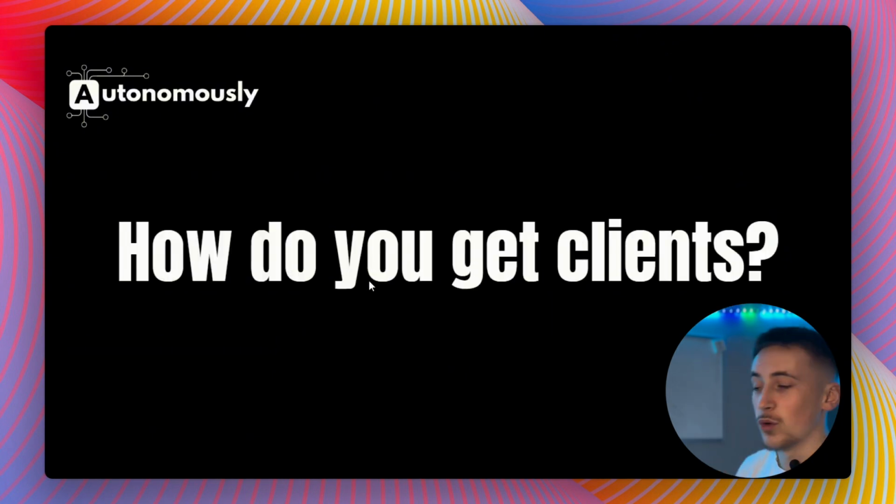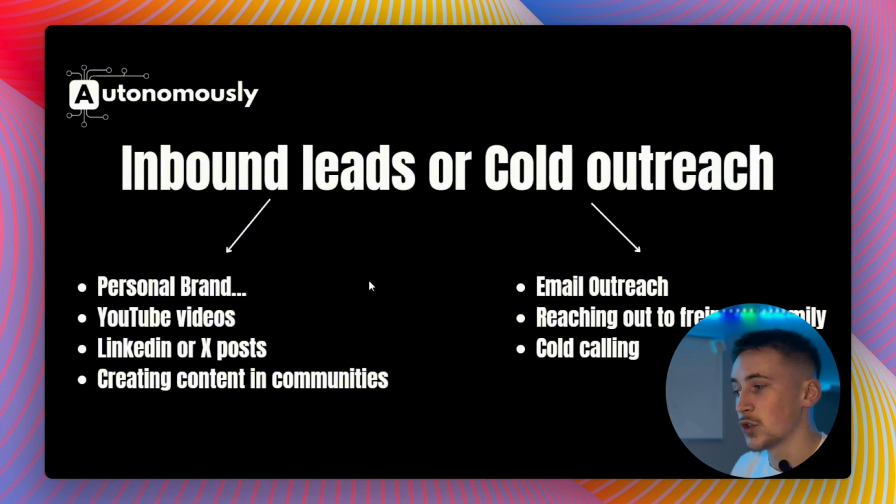And then one of the most important parts of this: how do you actually get clients? So how do you actually sell these AI agents and these AI automations to people? So there's two ways. This isn't just for AI development agencies. This is just for all business pretty much. The main way you're going to get clients is inbound leads or cold outreach.